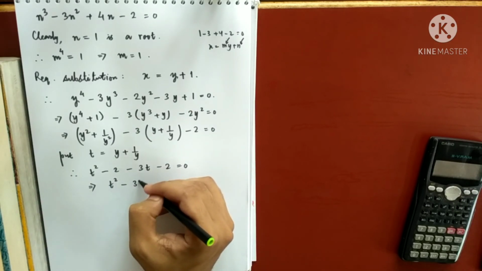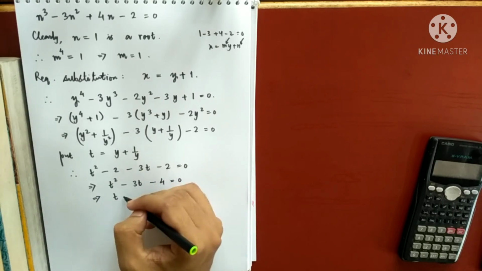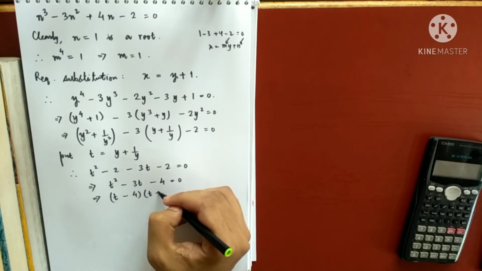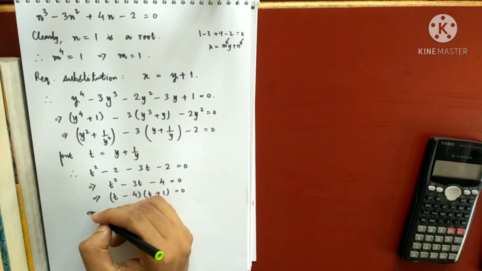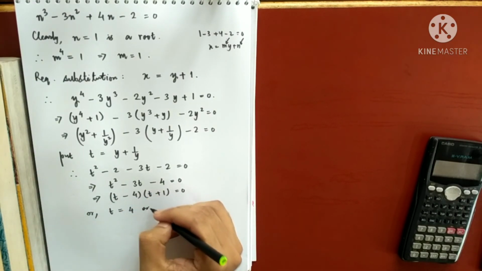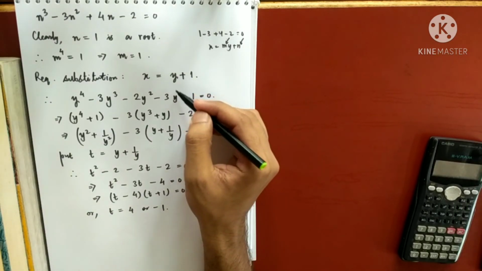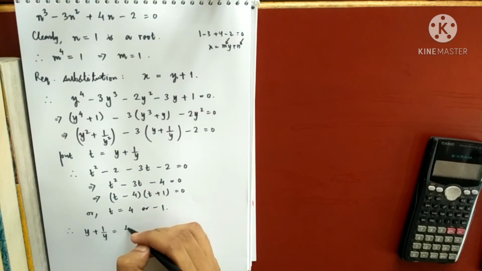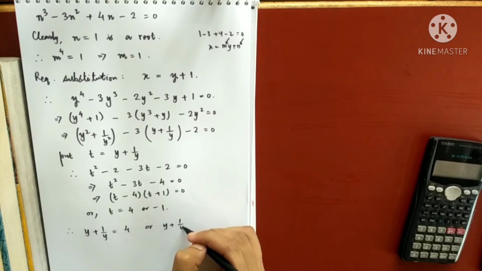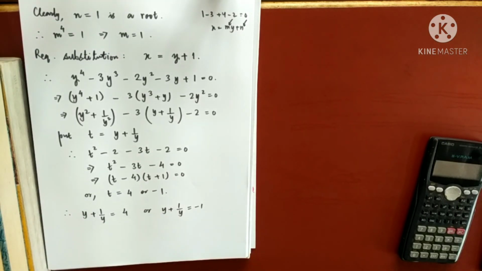t square minus 3t minus 4 equals to 0. This can be factorized: t minus 4, t plus 1 equals to 0. So what are the values of t that I am getting? t equals 4 or minus 1. Once t equals 4 or minus 1, let's solve for y. So y plus 1 by y is either 4 or y plus 1 by y is minus 1. So you'll get two values of y from here and two from here by solving a quadratic equation again.